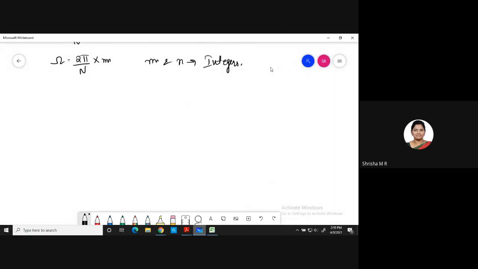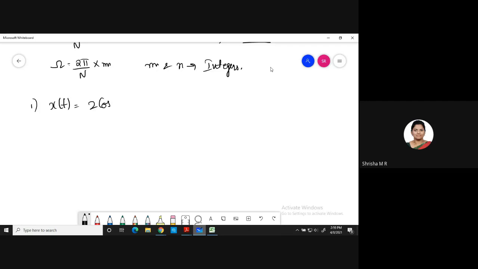So take down the first problem. x of t is equal to 2 cos 100 pi t plus 5 sin 50 pi t. This is the given equation of x of t. You have to identify whether the signal is periodic or non-periodic. If it is periodic, then find the fundamental period T.